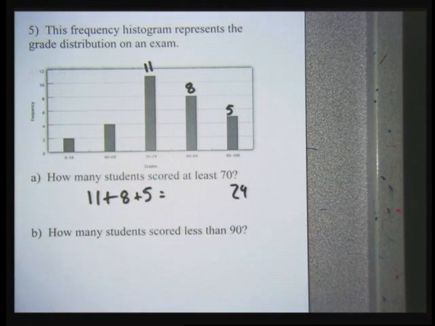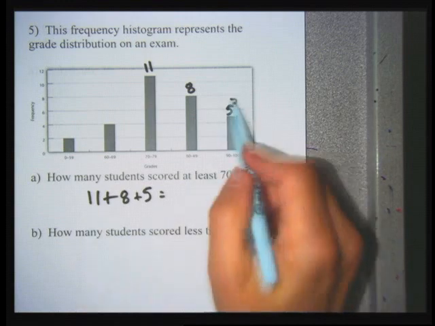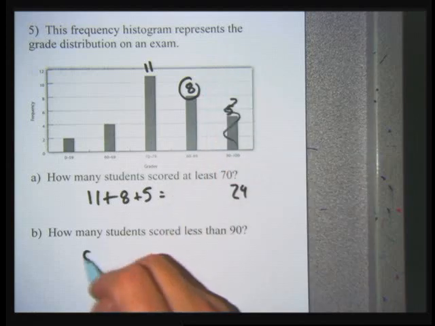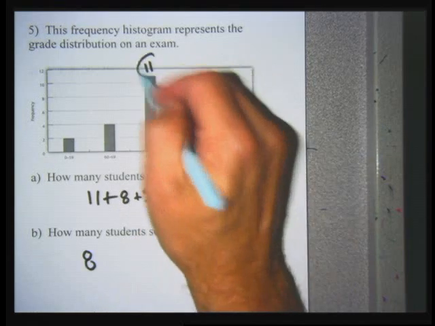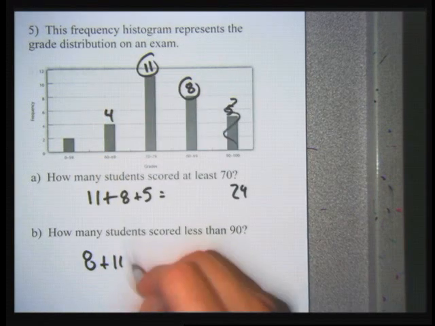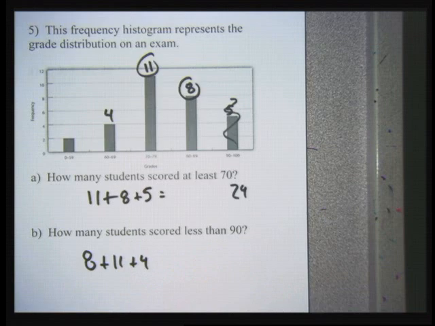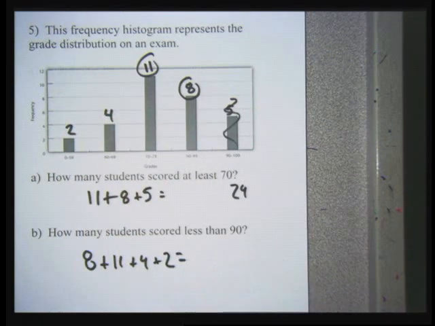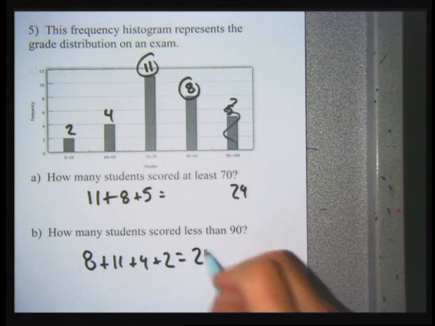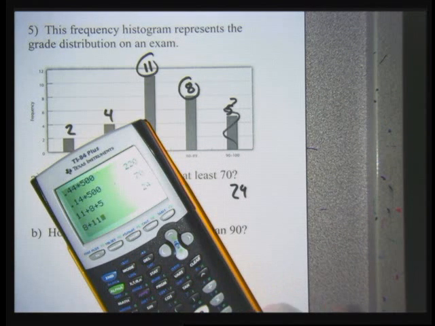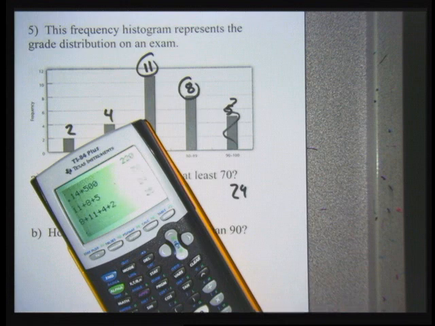How many students scored less than 90? So I'm not counting these because they scored over 90. I'm counting those 8 students that scored between 80 and 89. The 11 students that scored between 70 and 79 because they scored less than 90. The 4 students that scored between 60 and 69 scored less than 90. And the 2 students that scored between 0 and 59 scored less than 90. I think I get 25 for that. So that's 8 plus 11 plus 4 plus 2. And that's 25.